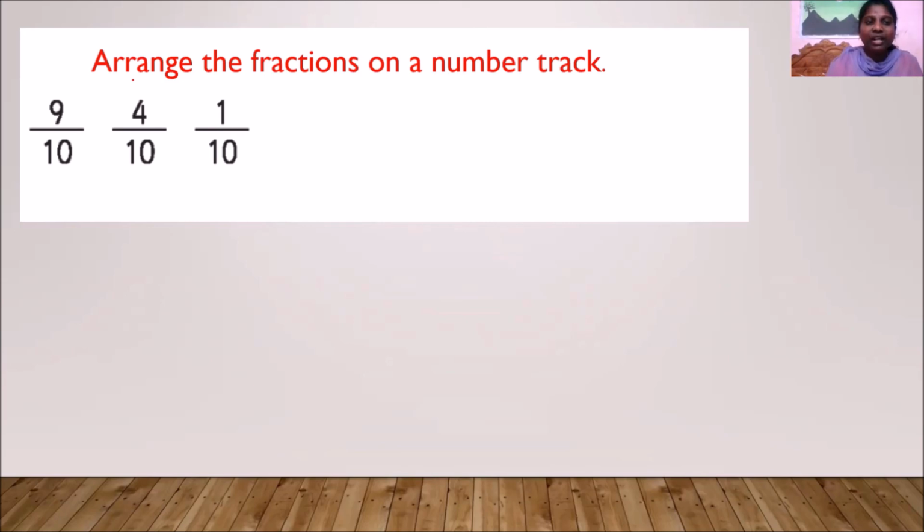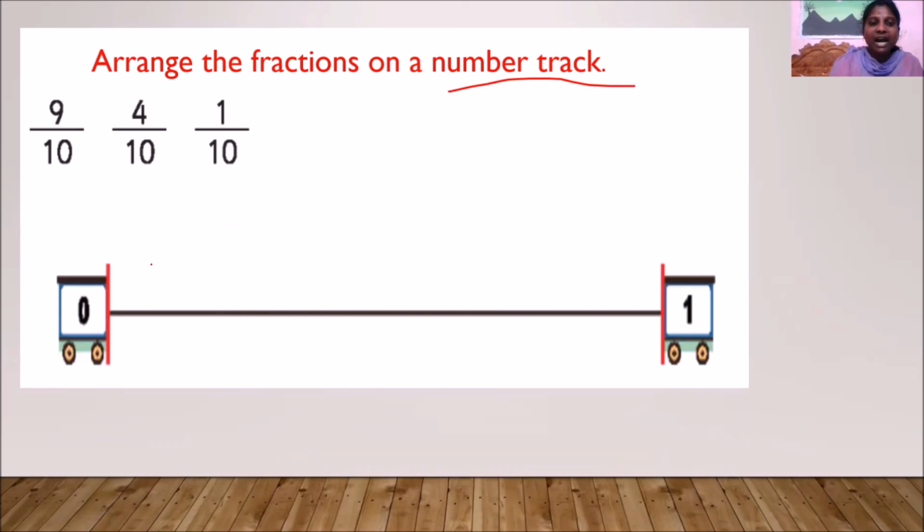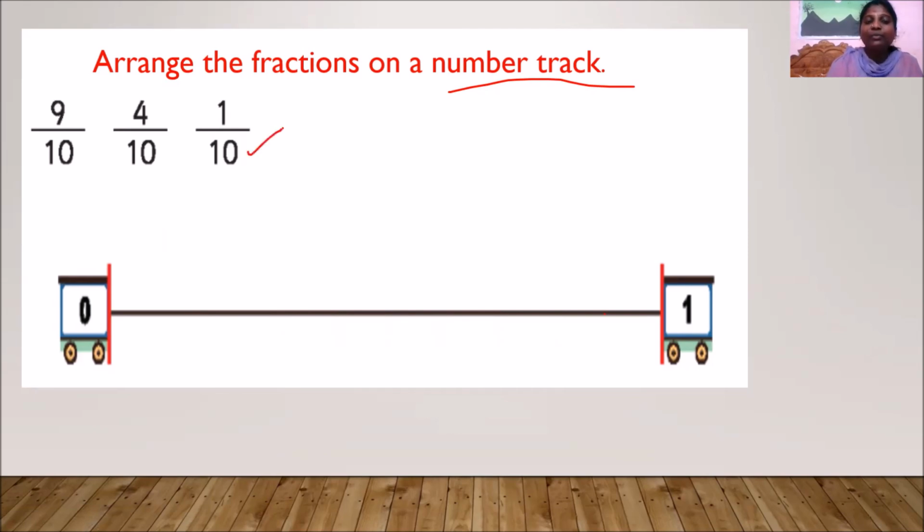Next, we are going to learn how to arrange the fractions on a number track. The given fractions are 9 by 10, 4 by 10, 1 by 10. The given fractions are like fractions. They have the same denominator. The denominator is 10. Now let's draw the number track. It starts with 0 and ends with 1. The denominator is 10. That means we have to divide the number track into 10 equal parts.